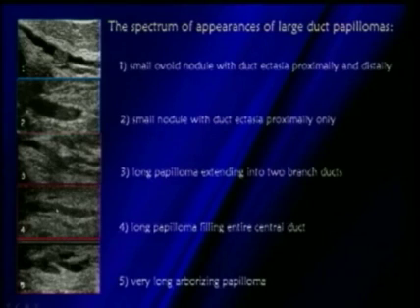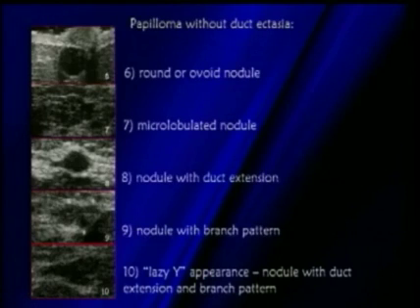This is a long papilloma that just fills the entire central duct. It's not branching. And here's just another very large one that is branching also into multiple ducts of that papilloma. Now, these are all papillomas without ductal ectasia. Here is one that can just be presented sort of as round or oval.